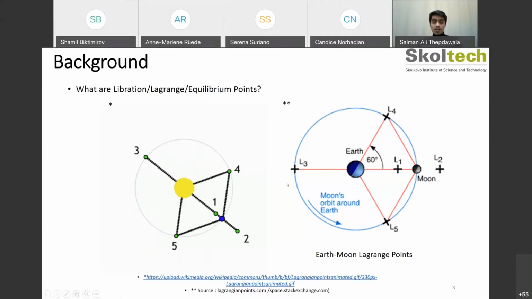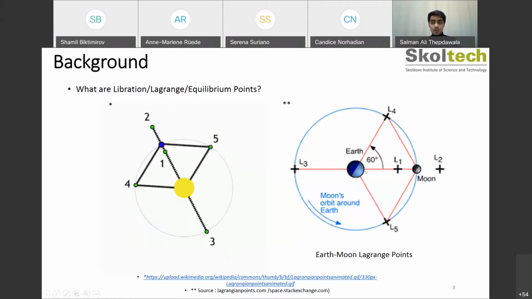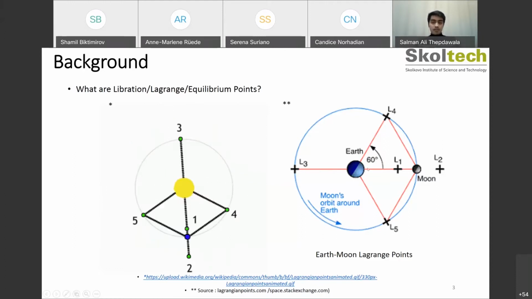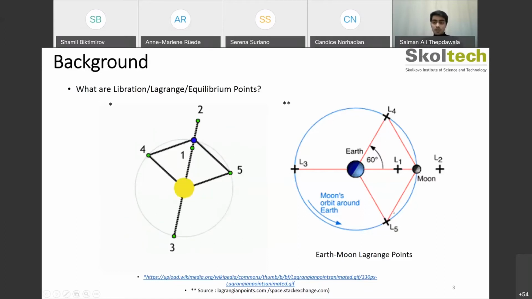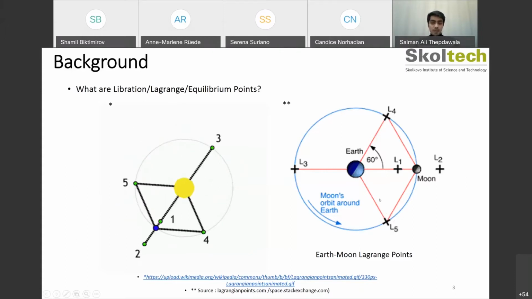If you look at the xy plane, or the orbital plane of the Moon around the Earth, 3 of these points are collinear as they lie on the x-axis joining the Earth and the Moon. And the 4th and the 5th form an equilateral triangle with the two celestial bodies.